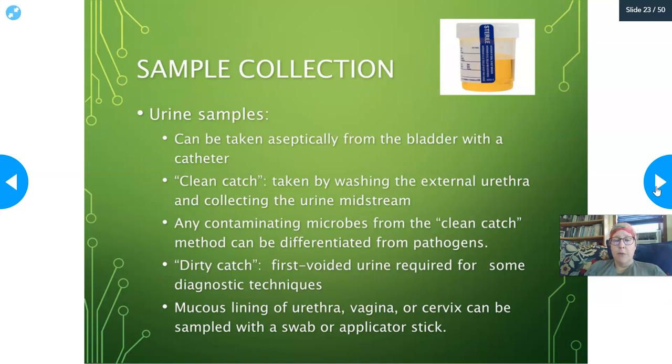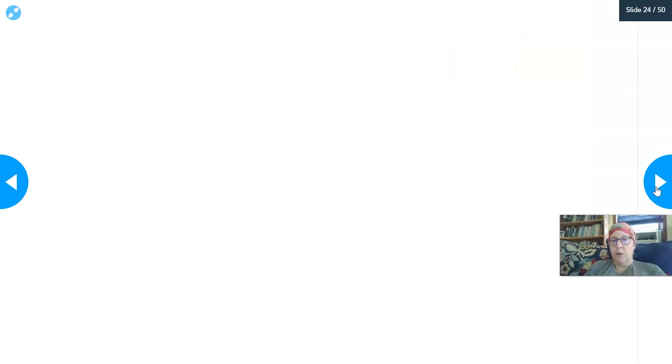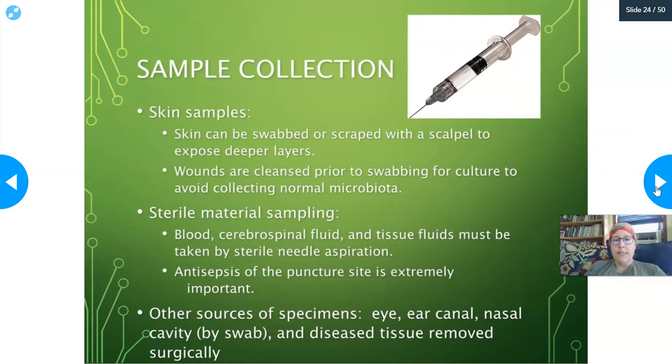If you need to sample the mucus lining of the urethra, vagina, or cervix, you can use a swab or applicator stick to get those samples. Skin samples: skin can be swabbed or scraped with a scalpel to expose deeper layers. Wounds are usually cleansed prior to swabbing for culture to avoid collecting your normal microbiota, and you want to get in there where that pus and that ickiness is.